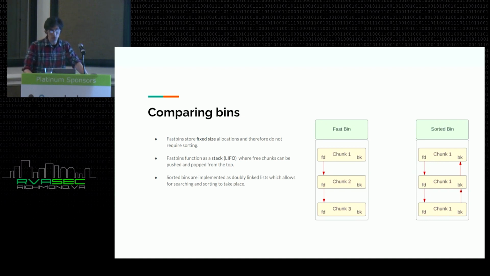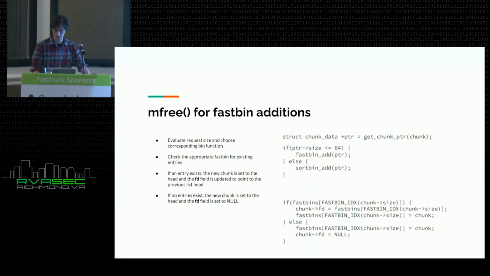Sorted bins are implemented as a doubly linked list, and we'll take a look at how that's actually implemented and how those are sorted. Right, so let's take a look at mfree. That's our version of free for fastbin additions.